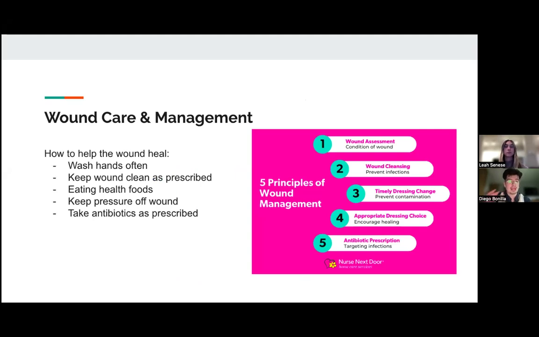Also want to talk about how to manage and care for your wounds if you do have them. And these are just some ways to help your wounds heal. So wash your hands often to prevent infection. Keep the wound clean as prescribed, so your doctor should be able to tell you what kind of dressing is needed for the wound and how to protect your wound properly, because wounds are different. Eat healthy foods that we talked about previously, keep pressure off the wound to prevent further injury, and take antibiotics as prescribed because you don't want the infection to become worse.